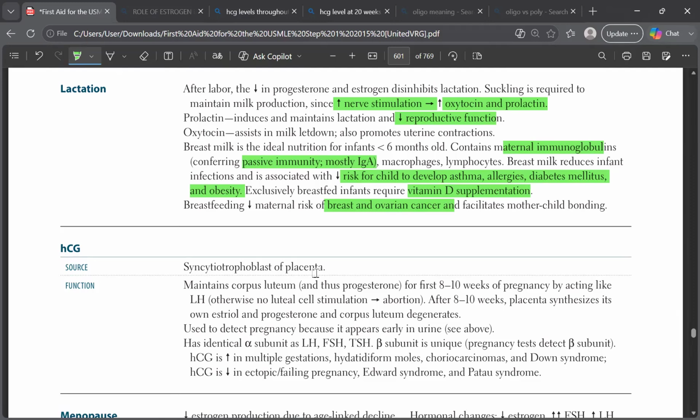It is used to detect pregnancy because it appears early in urine, as early as 2 weeks, as we just studied. And it has identical alpha subunits as luteinizing hormone, FSH, and TSH. The beta subunit is unique. Pregnancy tests detect the beta subunit.